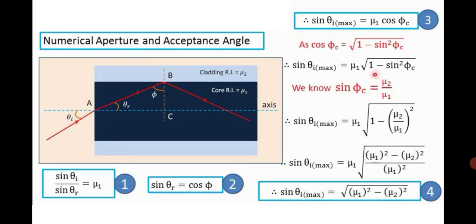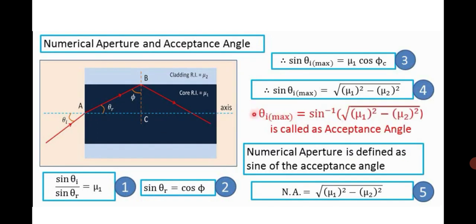Now solving further, sine of theta i maximum is equal to mu1 under root 1 minus sine squared of phi c, and as we know sine of phi c for the critical angle is equal to mu2 upon mu1. If we put that in, then sine theta i is equal to the square root of mu1 square minus mu2 square. That is nothing but the numerical aperture, which depends on the refractive indices of the core and cladding.